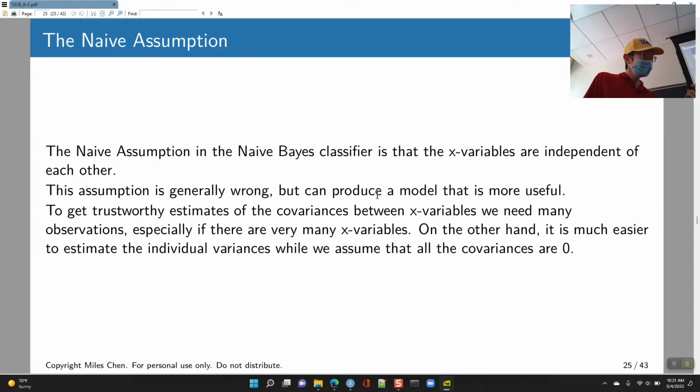And the other thing is, now that we're assuming all the covariances to be zero, even though that's a bad assumption, again, it makes our life easier because we don't have to estimate the covariances, okay? And in order to estimate covariances, a lot of times you need lots of data, especially if you have many variables, okay? If you have a whole bunch of variables, like if you have 10 variables, how many covariances are there?